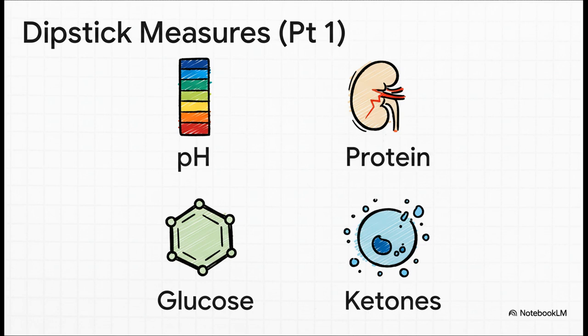We've got pH, which gives us a peek into the body's acid-base balance. Then there's protein, which is a huge indicator of kidney disease, since it shouldn't be getting through that glomerular filter. Glucose, as we already know, should be completely reabsorbed, so finding it in the urine is a classic sign of diabetes. And ketones? Well, those are byproducts of fat metabolism, and they often pop up in cases of uncontrolled diabetes or even just extreme diets.